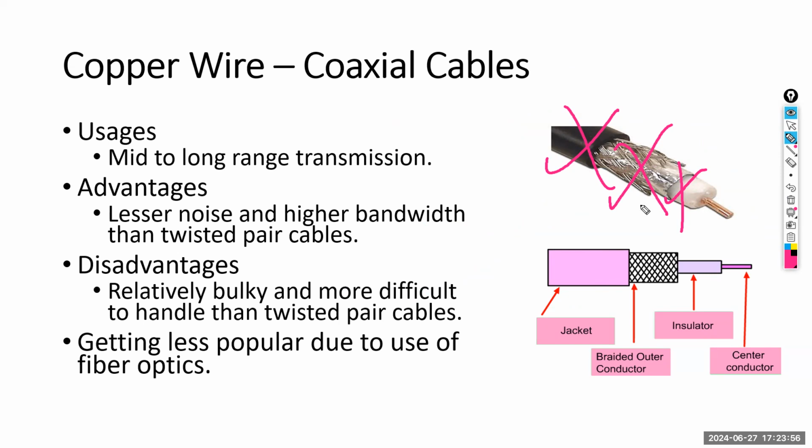Maybe after sometime, maybe all telecommunication will be fiber optics. No copper wires. Still, that is not the case. But the fiber optics is getting more and more popular than copper wires because fiber optics has less interferences and very high bandwidth compared to copper wires. Okay. So coaxial cables have relatively high bandwidth compared to twisted pair, but it's bulky and more costly.